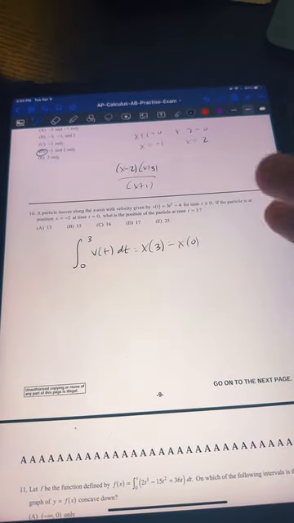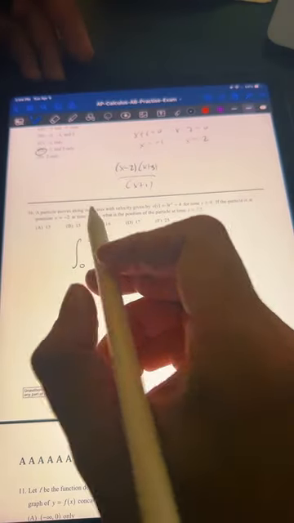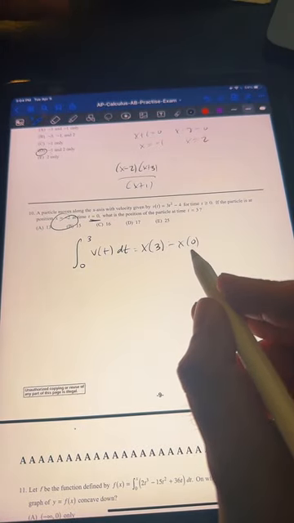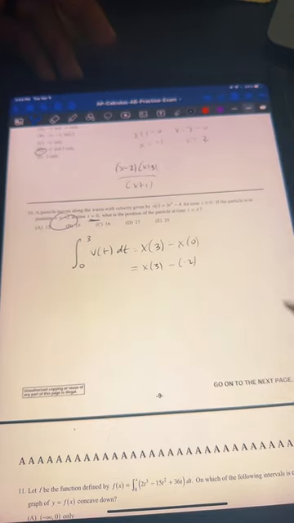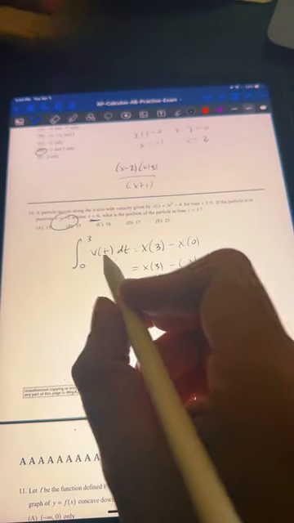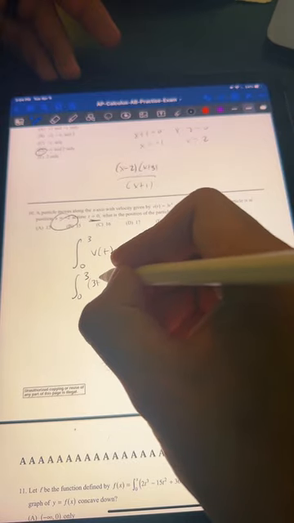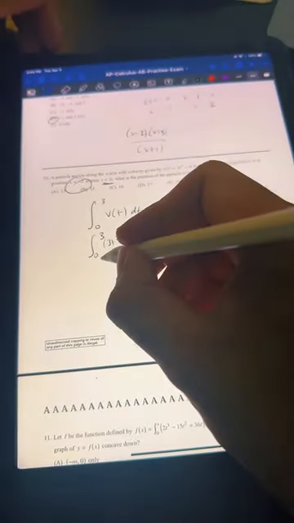This is very important. This comes up at least once on the multiple choice and then once during the free response. So when t is equal to 0, we already know that the position is negative 2. So we can give this value negative 2. So we have x of 3 minus negative 2. And all we have to do now is find what this integral is equal to, and that's the integral of 3t squared minus 4 dt. So let's just quickly do that.